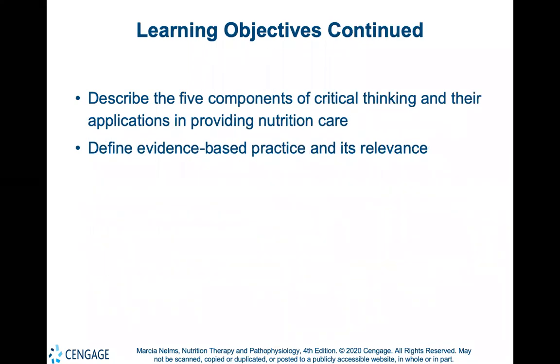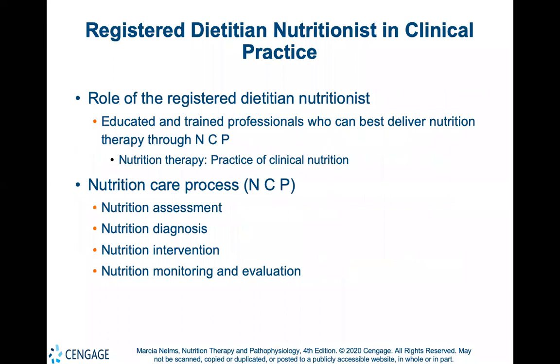Describe the 5 components of critical thinking and their applications in providing nutrition care. Define evidence-based practice and its relevance. The practice of clinical nutrition is called nutrition therapy. Registered dietitian nutritionists, or you can hear me say RDNs, are the educated and trained professionals who can best deliver nutrition therapy by using the nutrition care process. The nutrition care process consists of 4 major components: nutrition assessment, nutrition diagnosis, nutrition intervention, nutrition monitoring and evaluation.